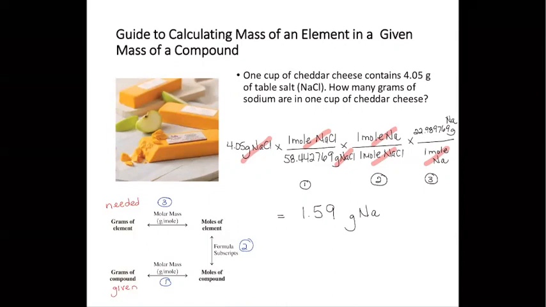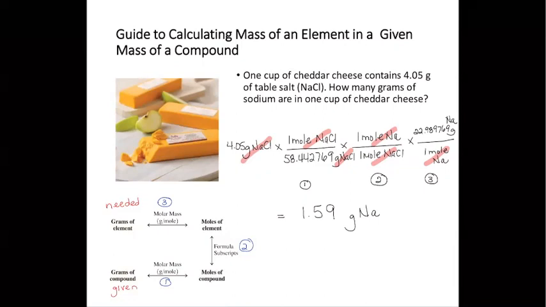Okay. So as you can see, 1 cup of cheddar cheese is very close to the daily intake, which is 2 grams of sodium per day. So maybe low sodium cheese. I don't know. This one has a lot of sodium.